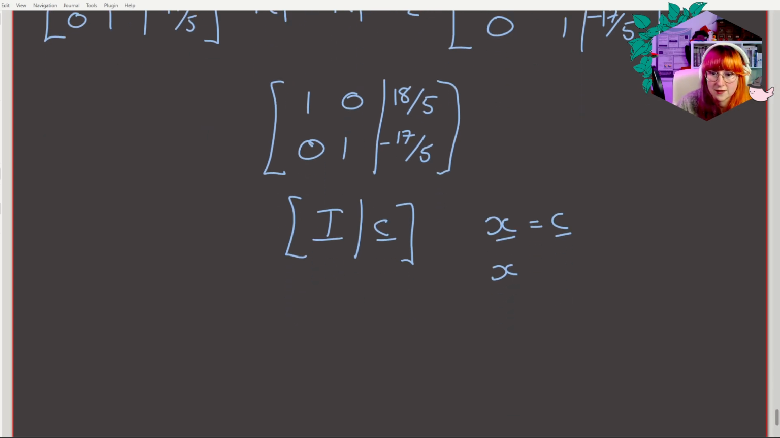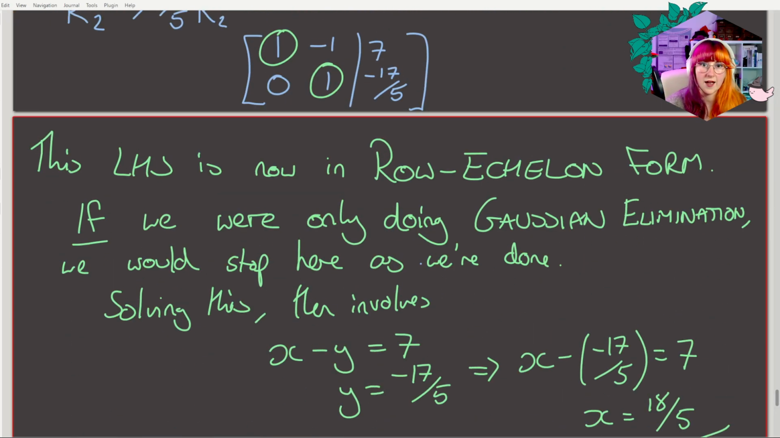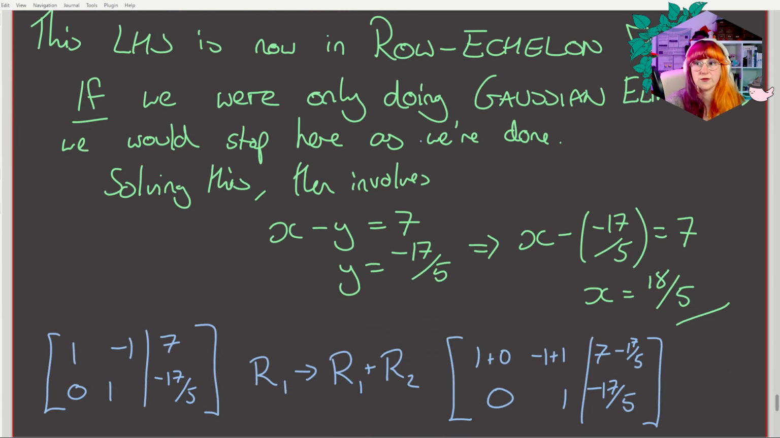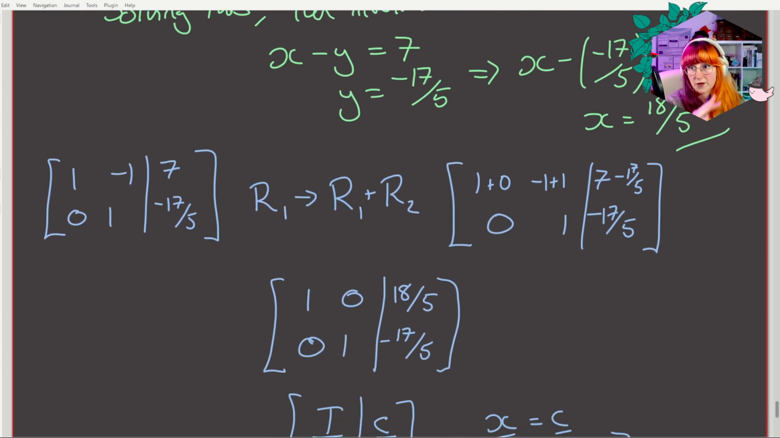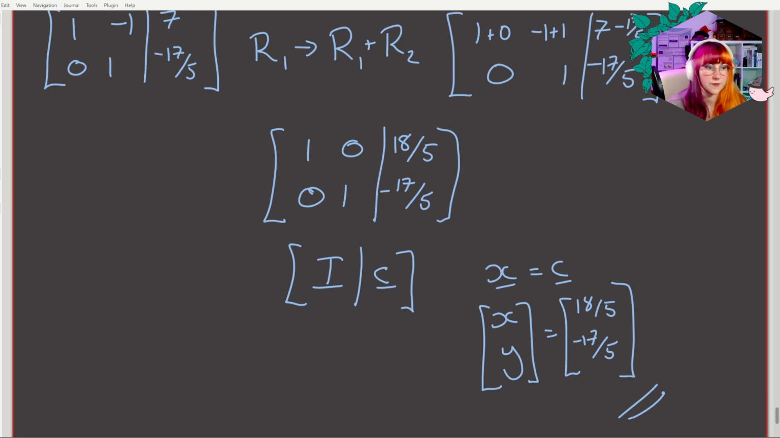So x, y, which is our matrix x, is 18/5, -17/5, or equivalently reading it, x is 18/5, y is -17/5. So that is solving it with Gauss-Jordan. So taking it from row echelon form, where you just have the leading ones and everything left and down, to reduced row echelon form, where not only do you have that, but you also have things above it being 0 as well. Takes it through to the full solution.